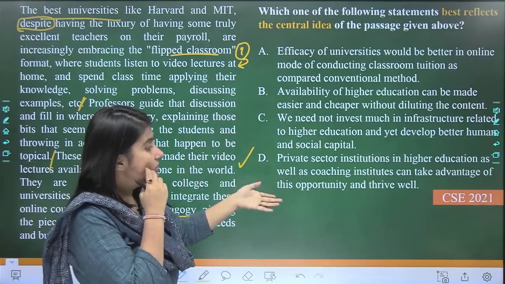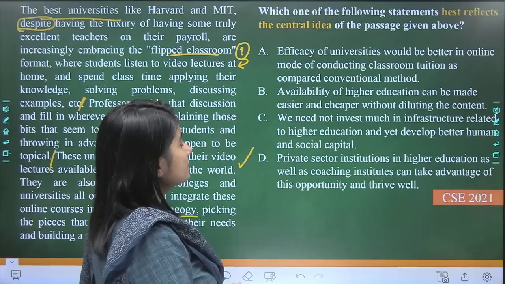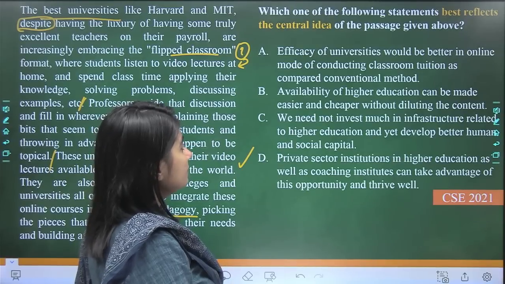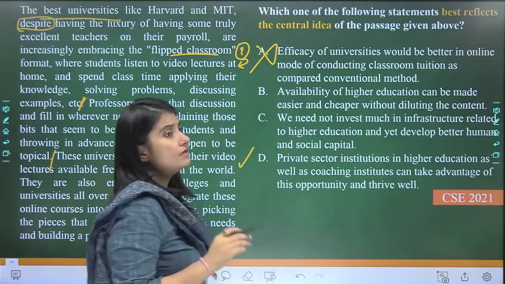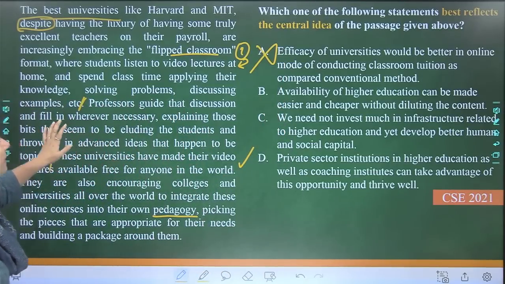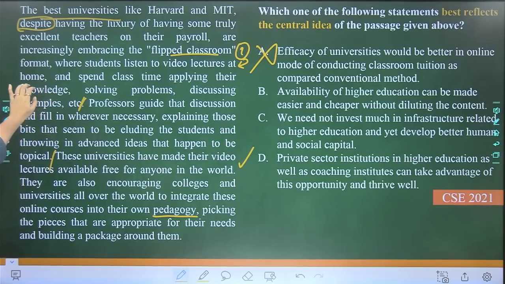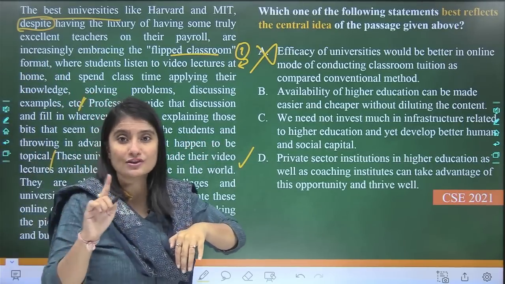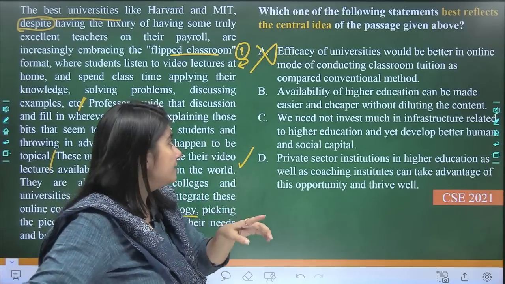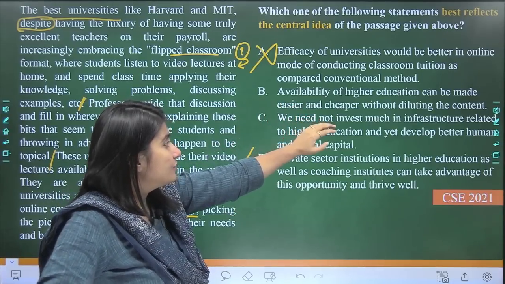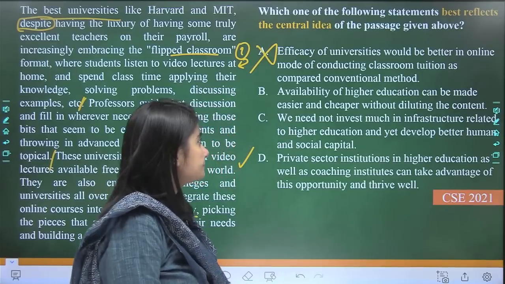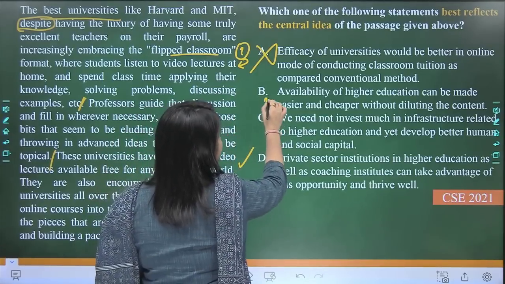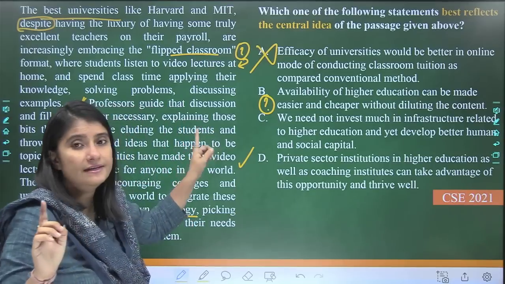So let us understand the options here. Efficacy of universities would be better in online mode of conducting classroom tuition as conventional method. Nothing is spoken about online method. It is said that listen to video lectures at home, okay, and spend class time. So they are asking them to come to class, not just stay home and study online, right? Availability of higher education can be made easier and cheaper without diluting the content. Yes, a probable option. We will put a question mark, but I'll tell you, it is a subsidiary idea.